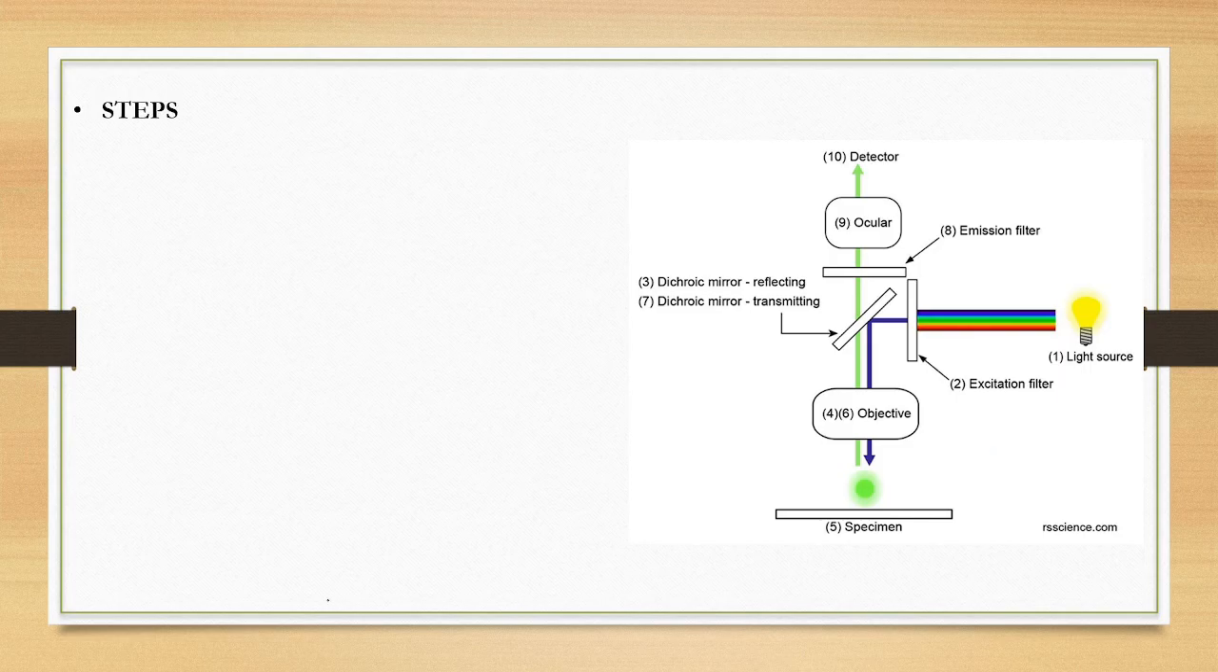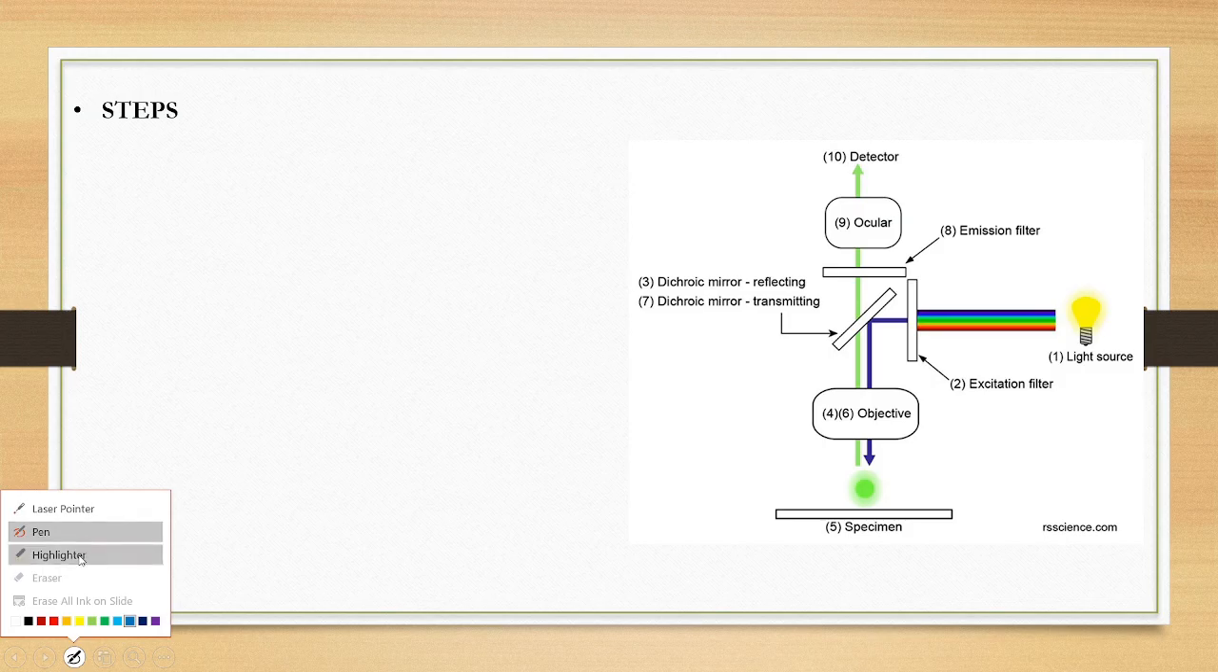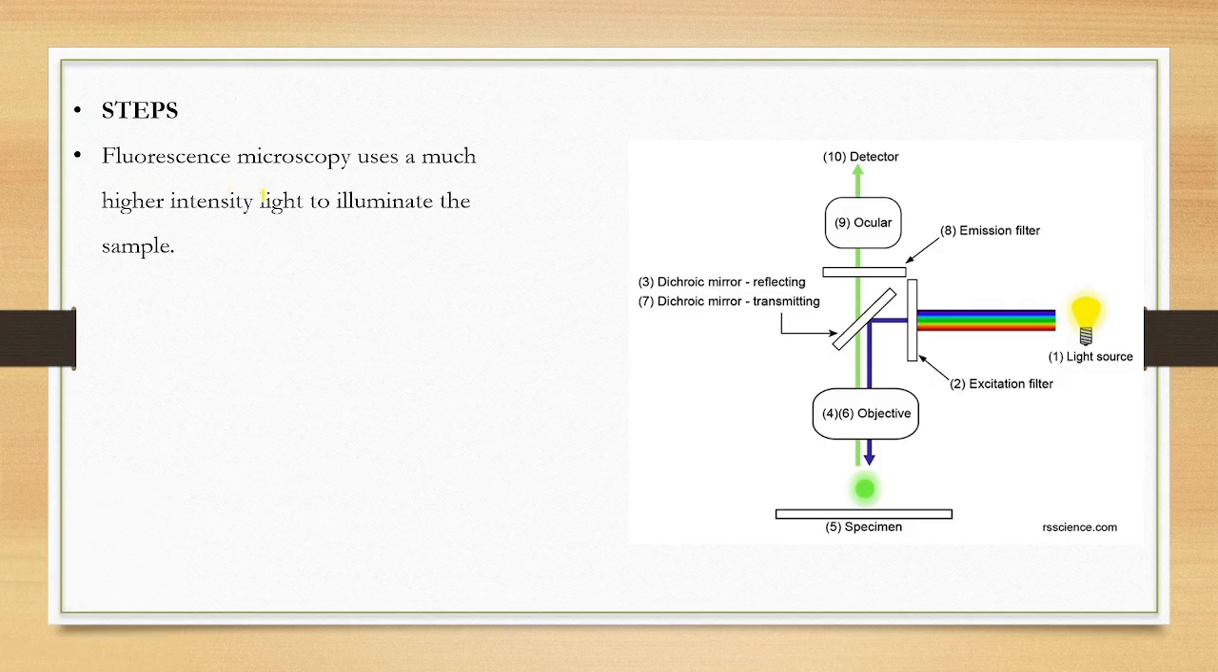So what are the steps involved in fluorescent microscopy? First, use a high intensity light to illuminate the sample. So the first step in fluorescent microscopy is the use of high intensity light to illuminate the sample. So this is the light source.